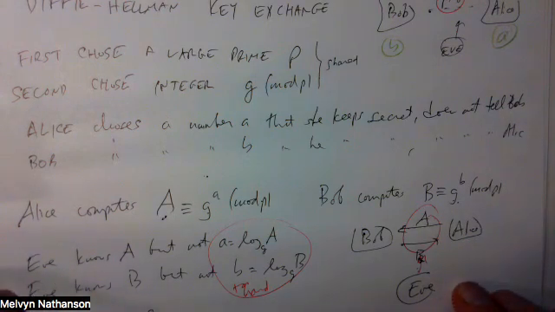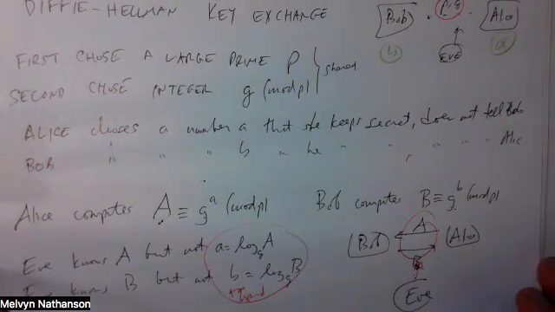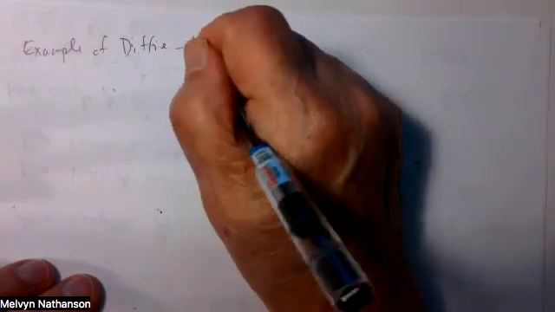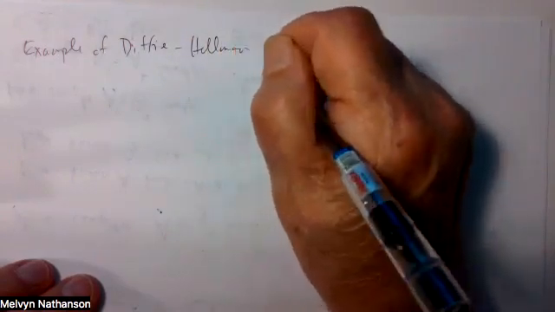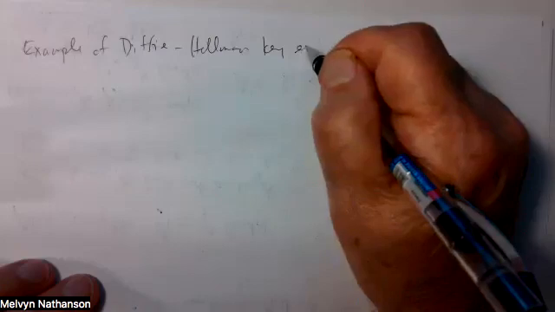So let me do a numerical example. I'll pick an example in the book. The example uses numbers that are small enough to compute with your home computer, but way too small to be used in real life. In real life, again, we pick a prime which is like 2 to the 180 or bigger. It's huge. So this is an example of Diffie-Hellman key exchange.